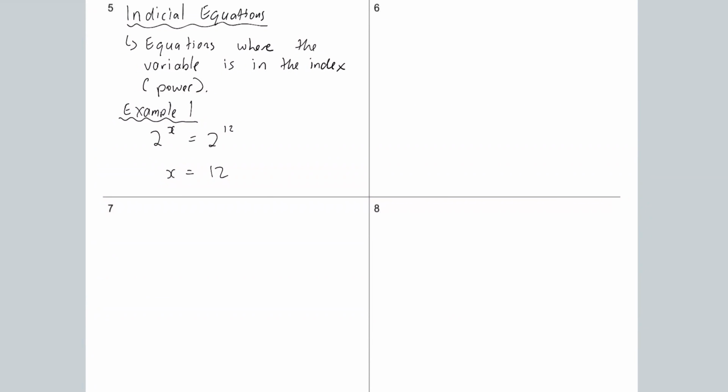Okay. Don't write this one down. This is a non-example. If I had 2 to the power of x equals 3 to the power of 12, why couldn't I answer that one the same way? Right. Yep. Bases aren't the same. So you need to have the bases the same. So bases must be the same.